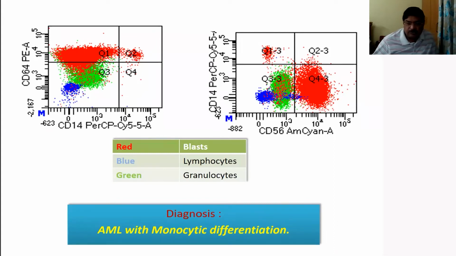So what is your diagnosis? Your diagnosis is definitely acute myeloid leukemia even before you did the flow cytometry. And it has a monocytic differentiation because the cells were showing more side scatter, and rightly so you have CD64 being positive. So it is an AML with monocytic differentiation. We haven't done cytogenetics yet. We haven't done molecular genetics yet.